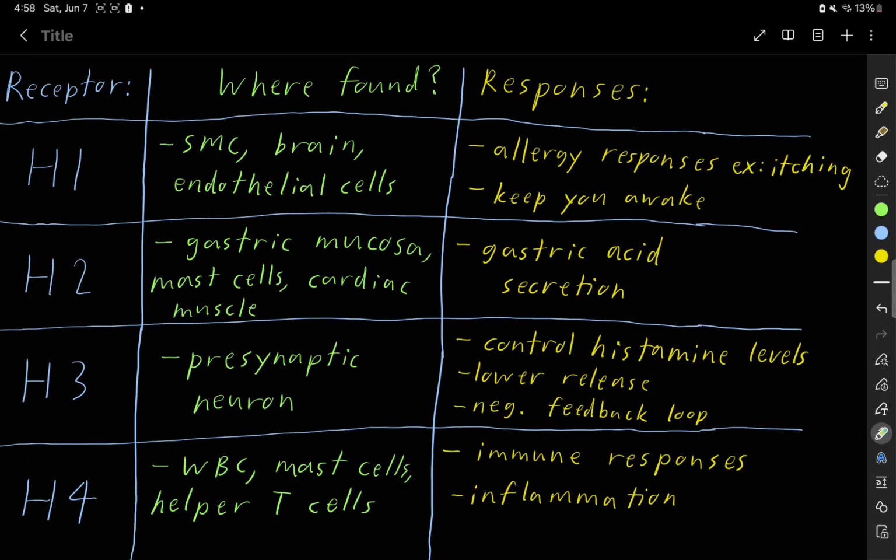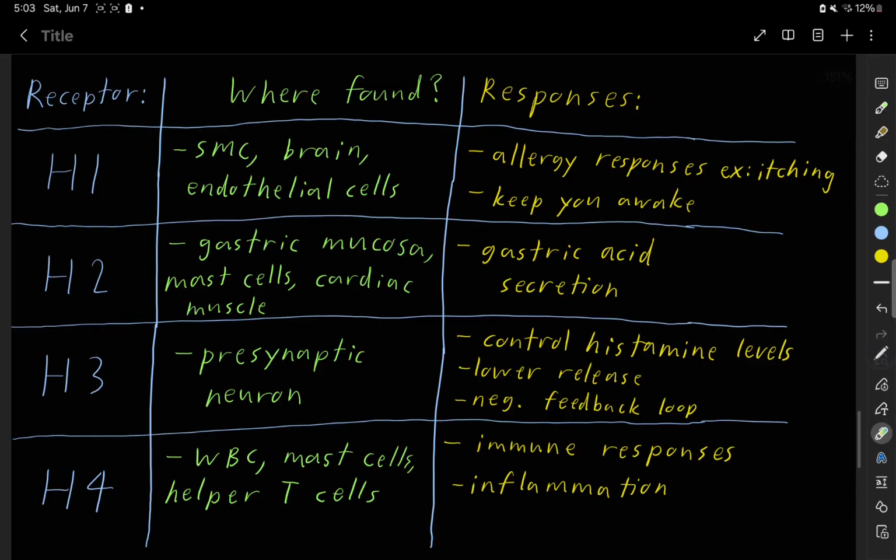So here's a table to help break down the locations and responses of your various different histamine receptors. So H1 receptors are found on smooth muscle cells, the brain, and endothelial cells. Remember that the endothelial cells form the inner layer of your vessels. And H1 receptors produce responses such as allergy responses like itching, and they also help keep you awake. Then you have H2 receptors. These are found on your gastric mucosa, various mast cells, and on cardiac muscle. H2 receptors produce the response of gastric acid secretion and help with digestion.